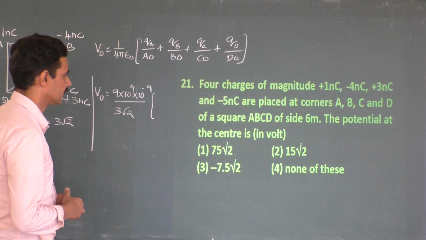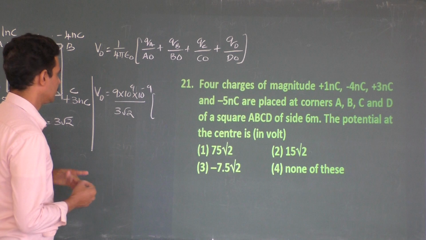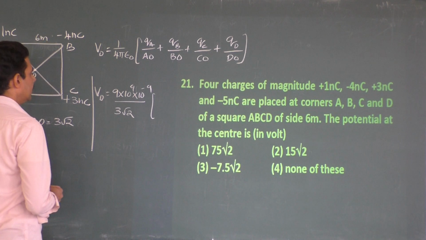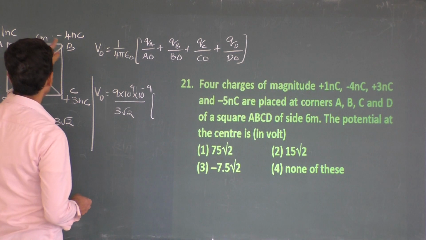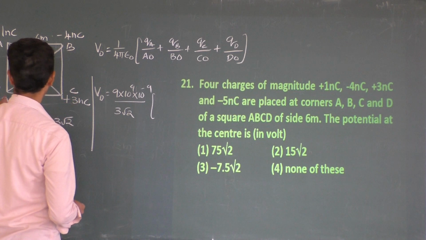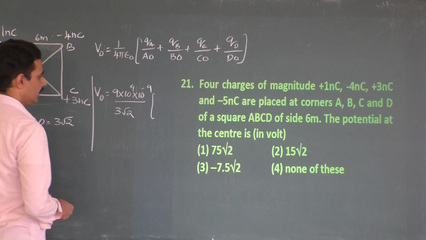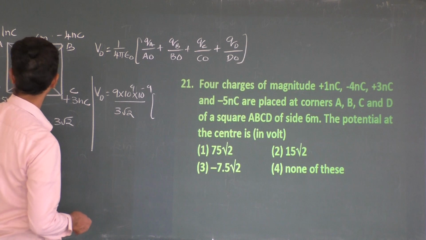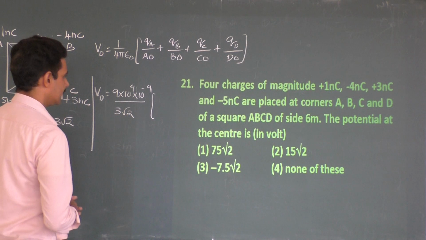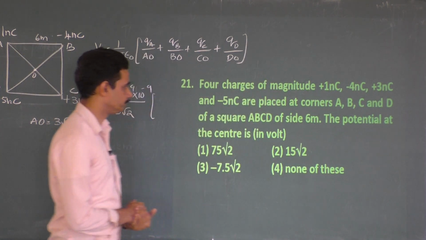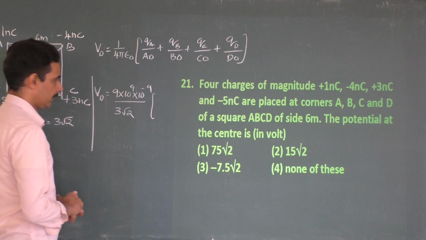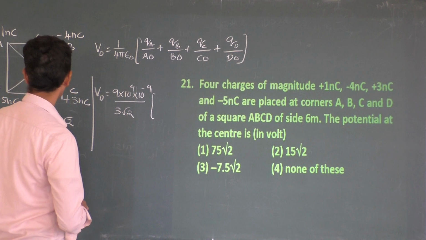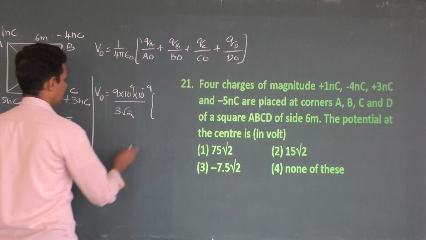So what is the answer for that? QA plus QB plus QC plus QD is 1 minus 4 plus 3 minus 5. Minus 4 plus 1 is minus 3, plus 3 gives 0, and minus 5, so it is minus 5 nanocoulomb.